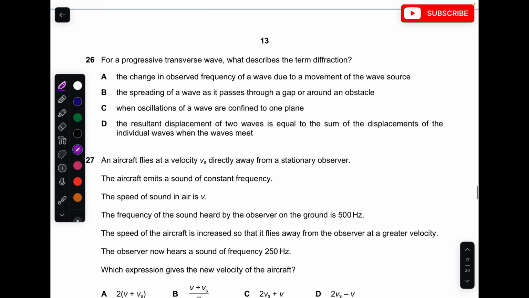For 26, for a progressive transverse wave, which describes the term diffraction? Okay, what is diffraction? Diffraction is the spreading of waves when they pass through a gap. Okay, so it's option B.